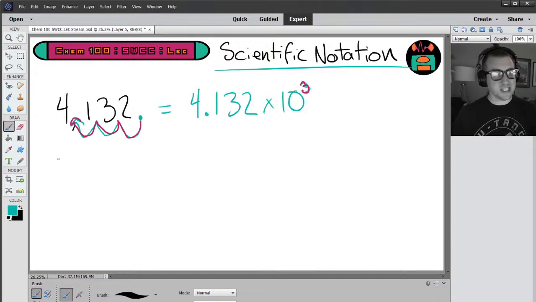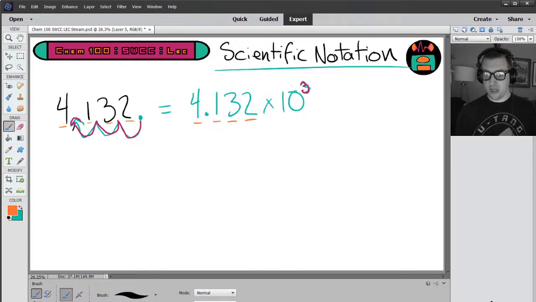When you're writing in scientific notation, you need to make sure of the sig figs in your number. Only the number counts; the 10 to the third doesn't add any. So the only sig figs come from this number right here, 4.132, and you have to make sure that the number of sig figs you start with equals the number of sig figs you end with.